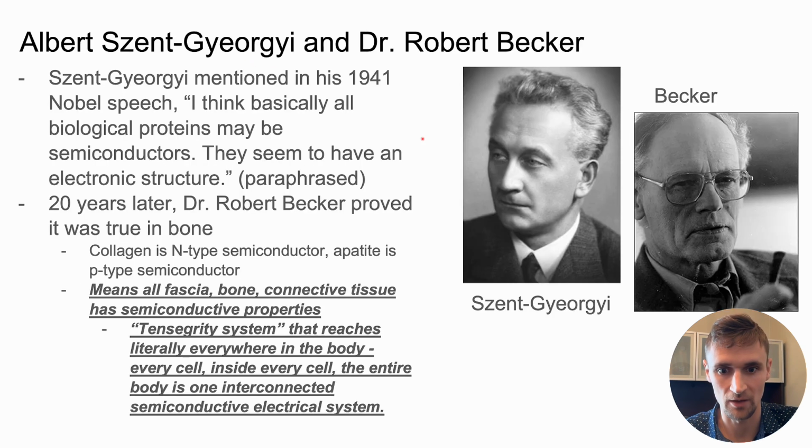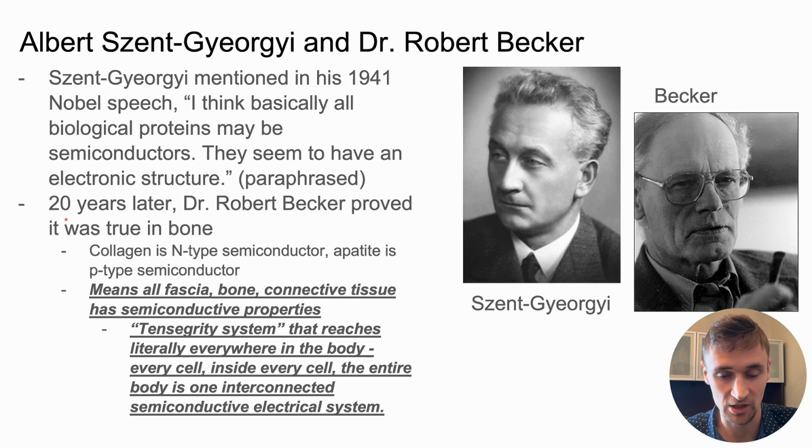So now I want to talk about the history of research on biological semiconductors in humans. So it all starts with a man named Albert St. Georgi, who is a very distinguished scientist. He was a Nobel Prize winner. And what's interesting is, in his Nobel Prize speech in 1941, he basically mentioned that he thinks all biological proteins may be semiconductors and that they appear to have an electronic structure. And he didn't know that, but he just mentioned his hypothesis in this speech.